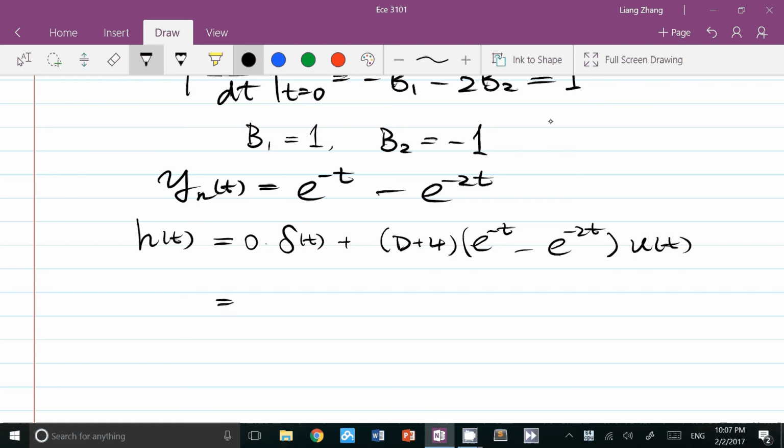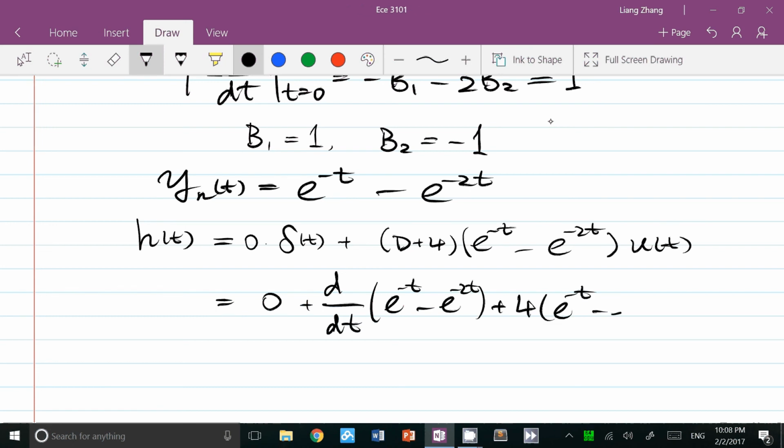That means, for the first term, we don't have to write it down anymore. For the second term, we need to take the derivative of e^(-t) - e^(-2t), and we need to take plus 4 (e^(-t) - e^(-2t)). And this entire thing will be multiplied by u(t).